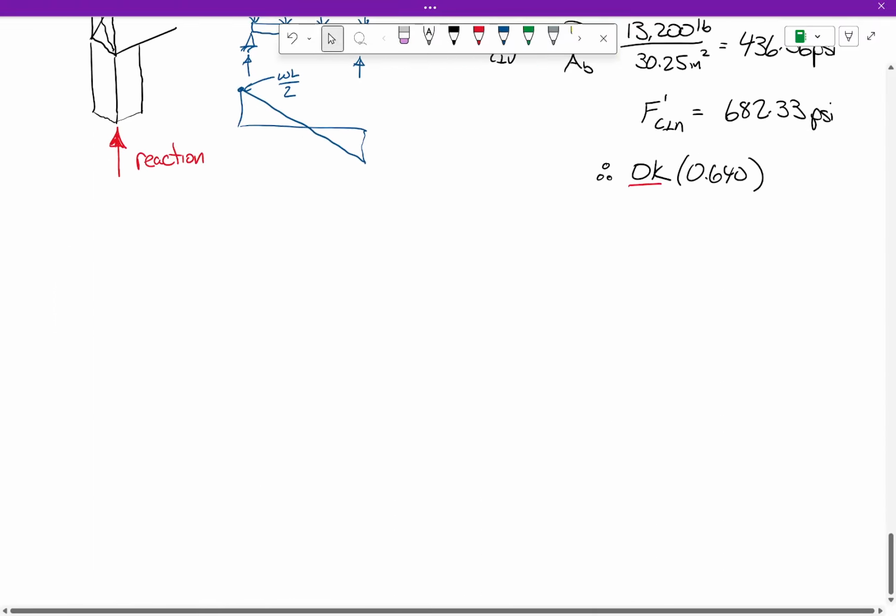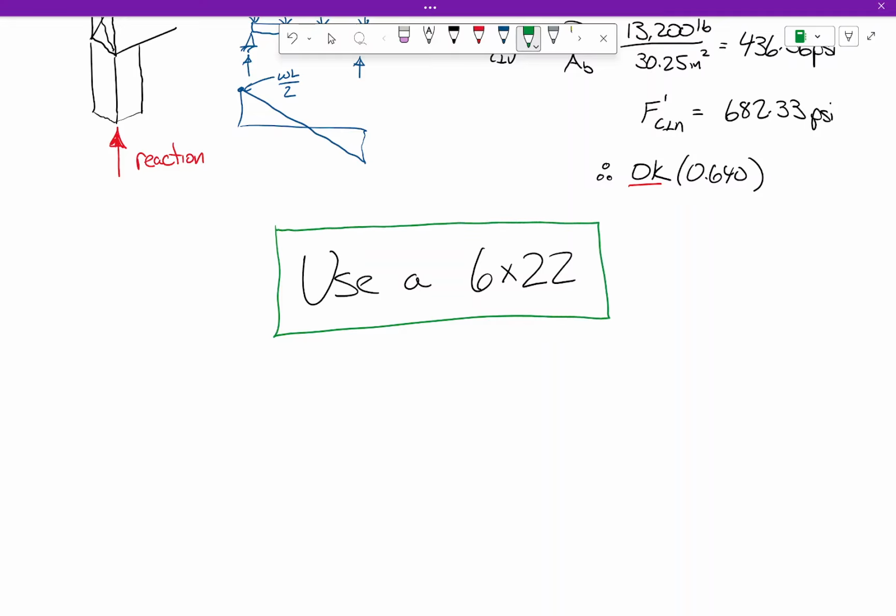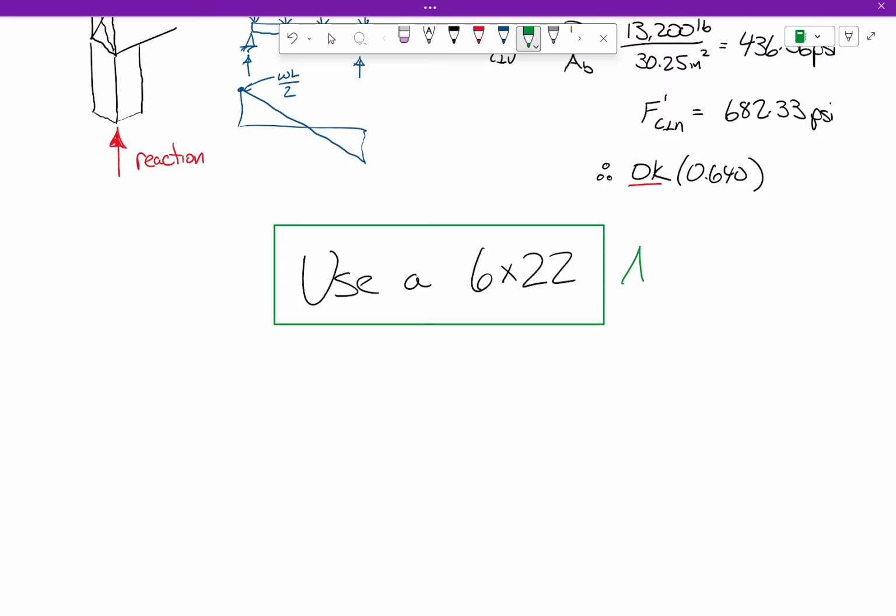So what is the final answer for this entire problem? Use a 6x22. That is our answer.